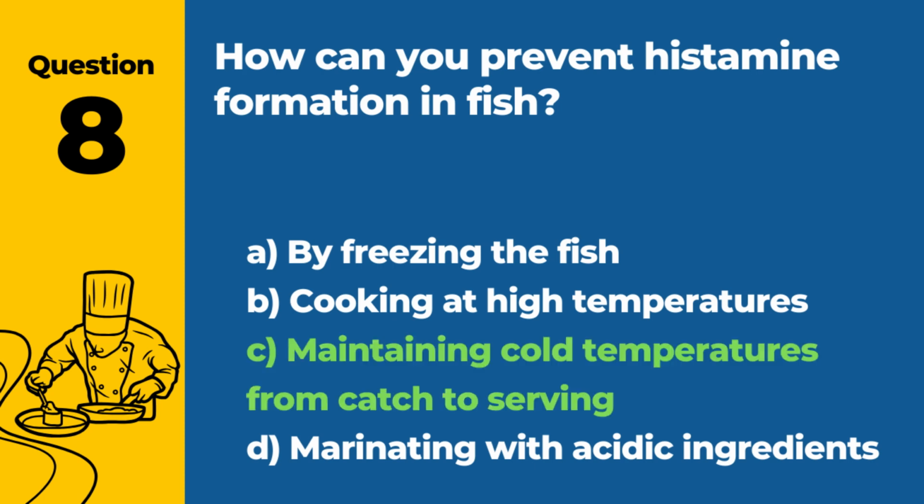Answer. C. Maintaining cold temperatures from catch to serving. Preventing histamine formation in fish is achieved by maintaining cold temperatures throughout the supply chain, from catch to serving, as histamine formation is associated with time temperature abuse.